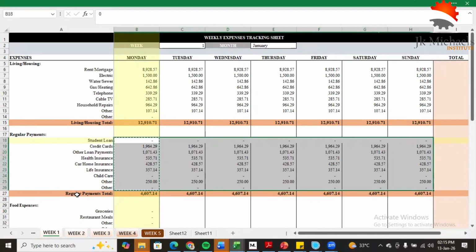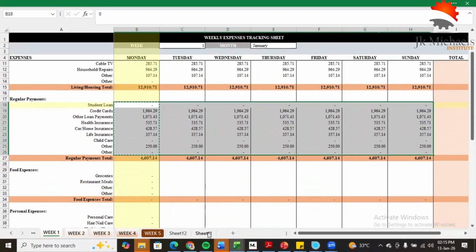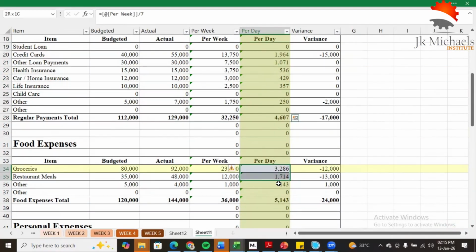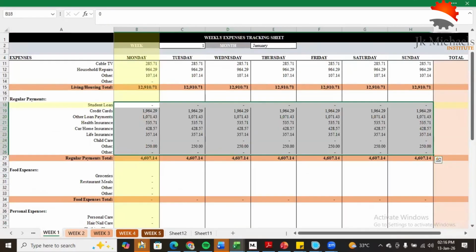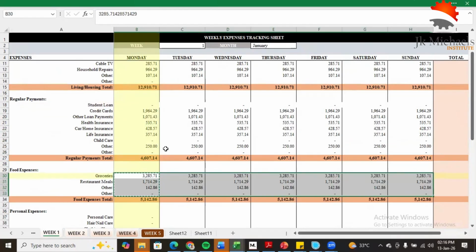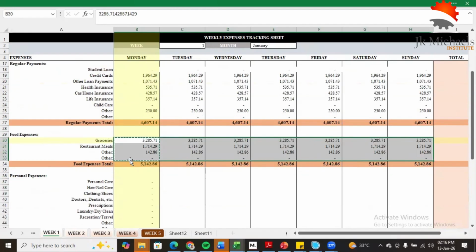Okay, now for food expenses, we repeat the same thing. From groceries down to orders, we copy. We hold this down with the control key, 1, 2, 3, 4. Now, this is, of course, assuming that we are tracking our spends on a daily basis, right? And this is what it's giving us over the course of a whole week.